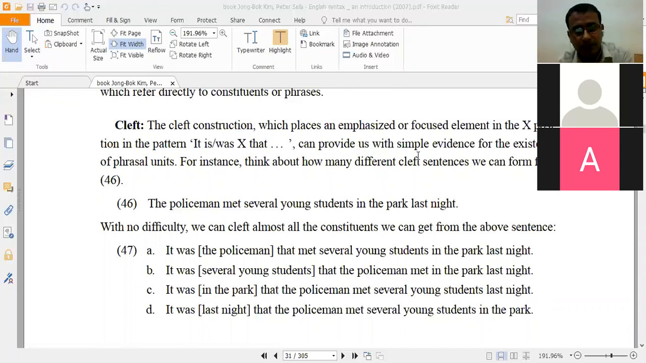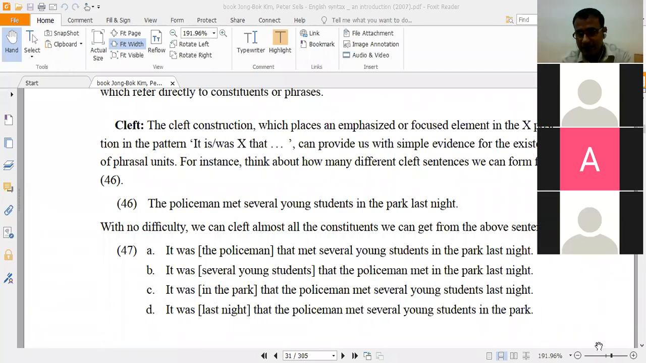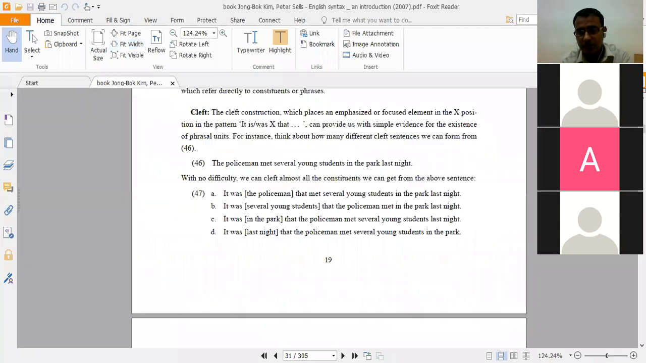So we actually talked about phrases, and phrases are the constituent structures. They help us to build sentences. So this is what we are talking about here. And when we move on, after the definition of phrases, we come across cleft sentences. The cleft construction, which places an emphasized or focused element in the exposition in the pattern.